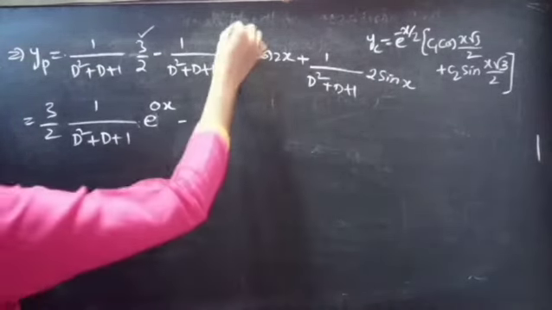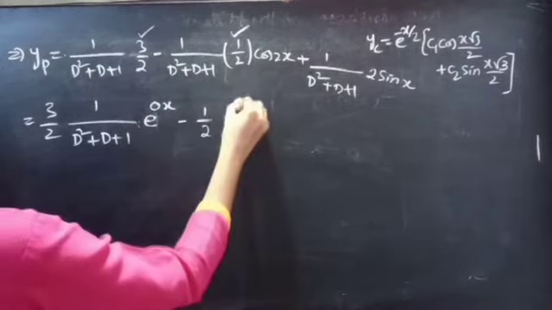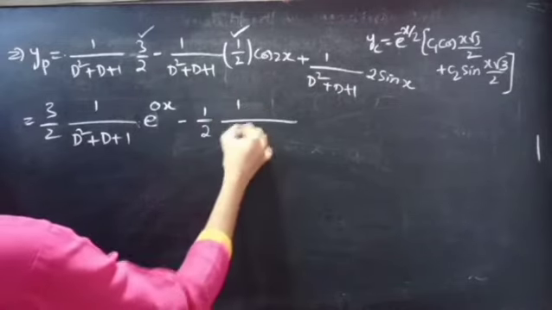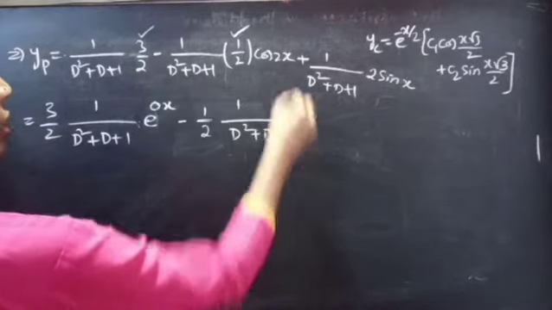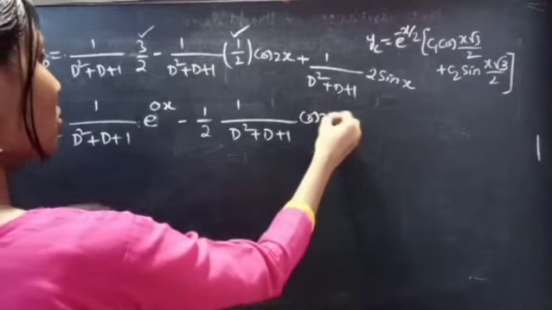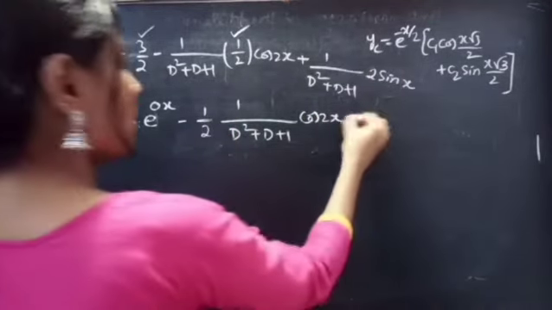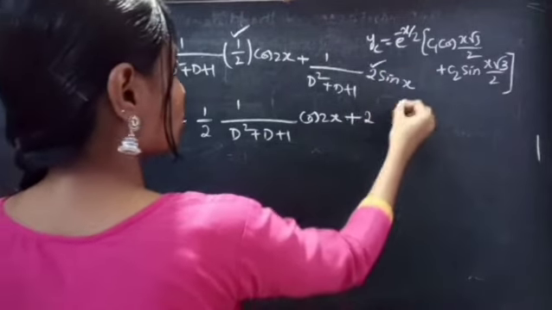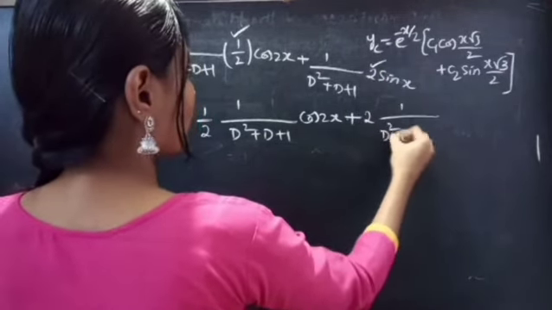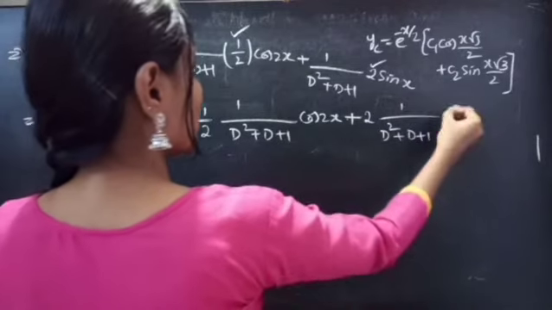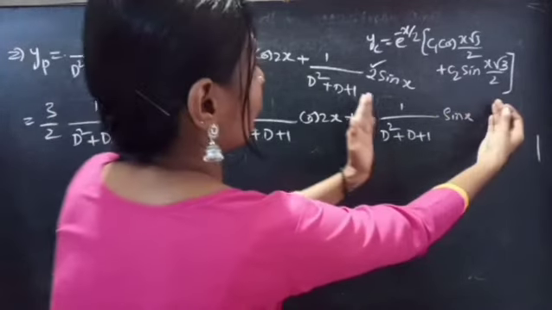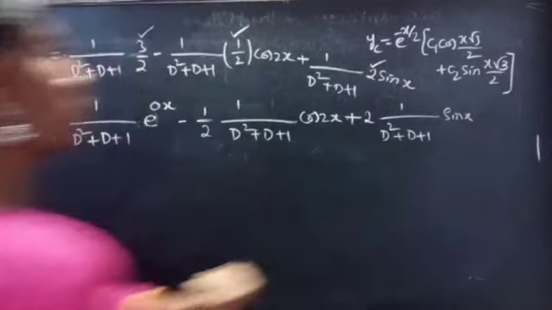Minus constant into 1 by f of D, D square plus D plus 1 into cos 2x, which is of 1 by f of D into cos ax form, right? Plus constant 2 into 1 by D square plus D plus 1 into sin x. This is of 1 by f of D into sin ax form, right?